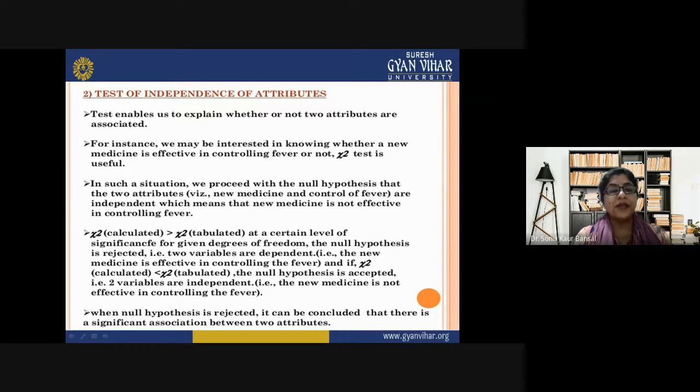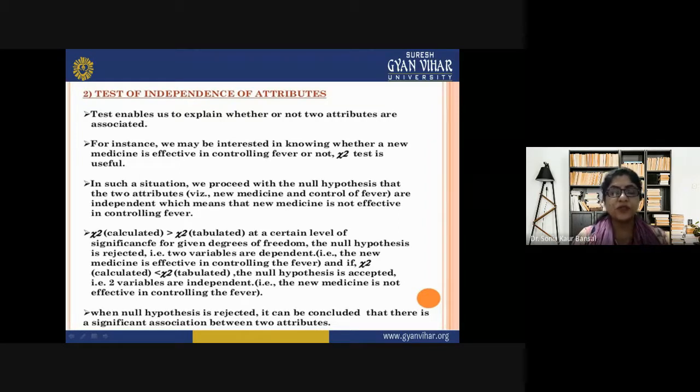The new medicine is effective in controlling fever. And if the chi-square calculated is less than the chi-square tabulated, the null hypothesis is accepted. So that is, the two variables are independent, and the new medicine is not effective in controlling the fever. So when the null hypothesis is rejected, it can be concluded that there is a significant association between the two attributes.